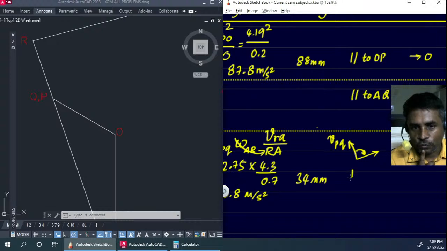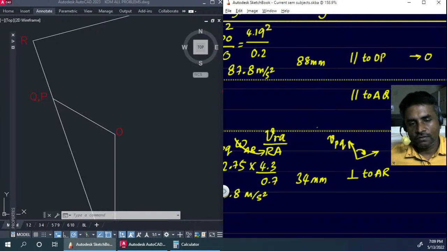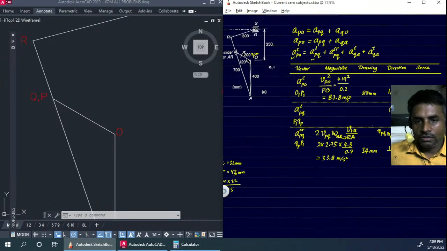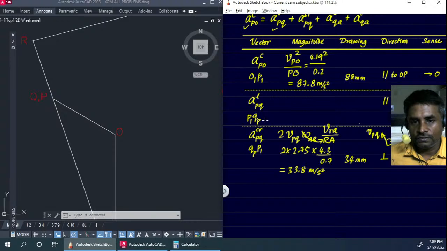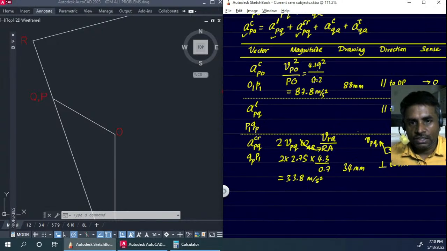So this is of course perpendicular to AR, and it's going to be going in that particular sense. So sense is also defined over here. Okay, so let us see what other accelerations are there. So at this point we have defined the Coriolis component as well. Let's go to the next component, the centripetal component.